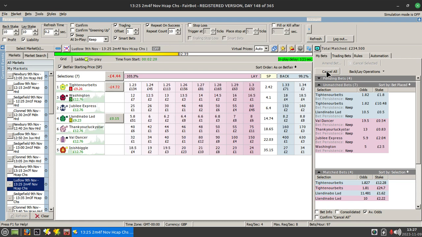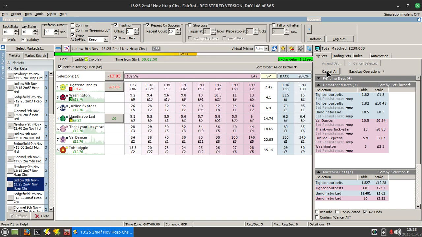So we're coming around to about halfway. This is the point to get out and accept the loss. But for the sake of the video, I'm going to let this run a little bit longer. I'm going to think about cancelling my bets shortly though, and hopefully one of these other runners will come in enough for me to be able to trade out.